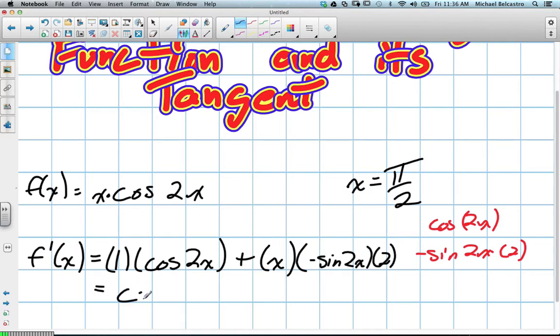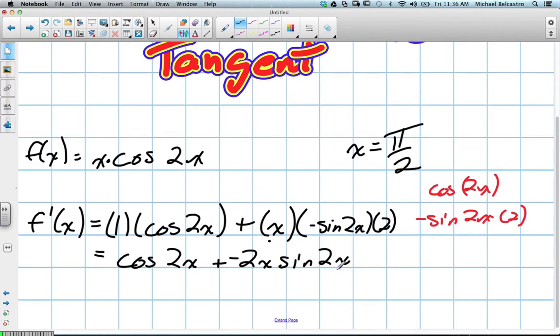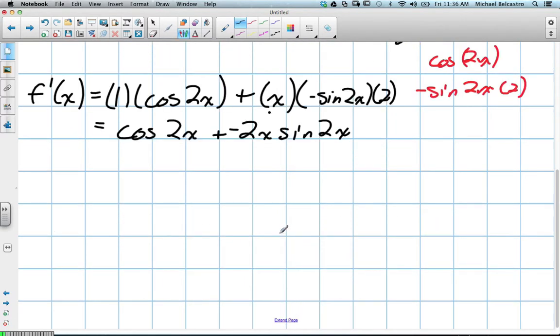So we have now cos 2x plus x times negative 2 sine 2x. We have this all here. Does this look right? I think we're okay.